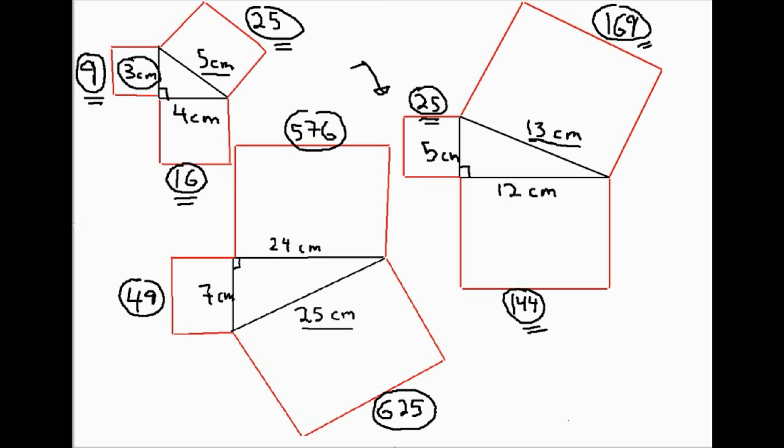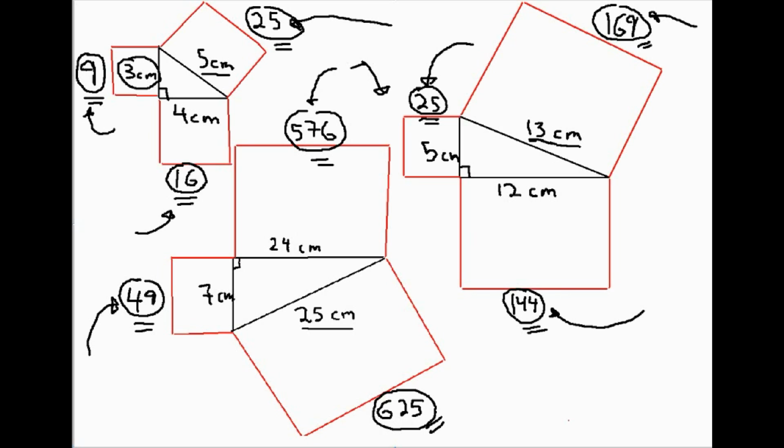So in other words, with the first right angle triangle that we have there, if we add 9 plus 16, so the area of those two smaller squares, 9 plus 16 is 25. With the next right angle triangle, when we add the areas of the squares attached to the sides, 25 plus 144 is 169. And with the last one, 49, the area of the square attached to the side that's 7 centimeters long, plus 576 is 625.